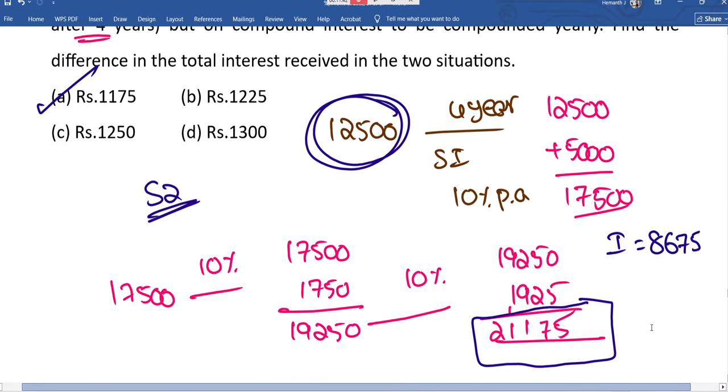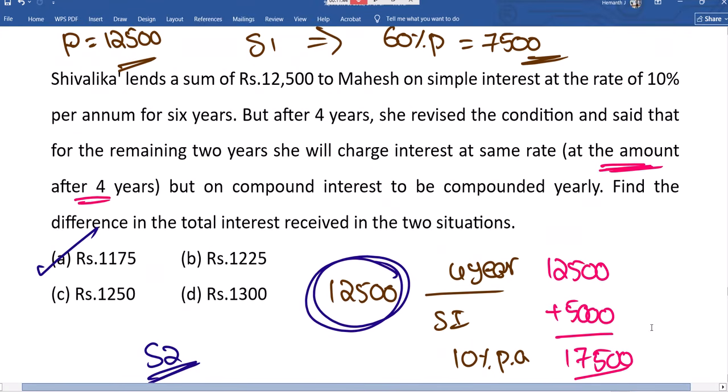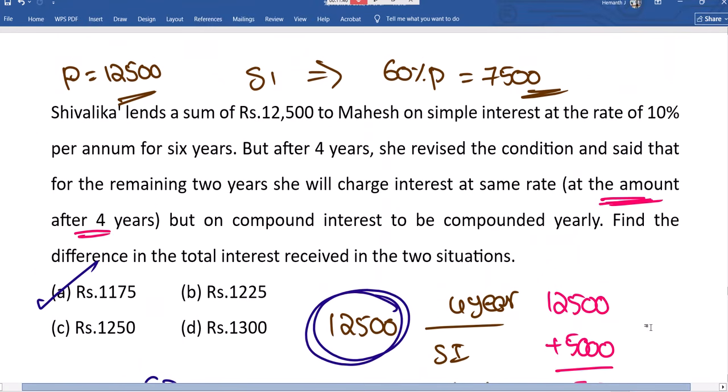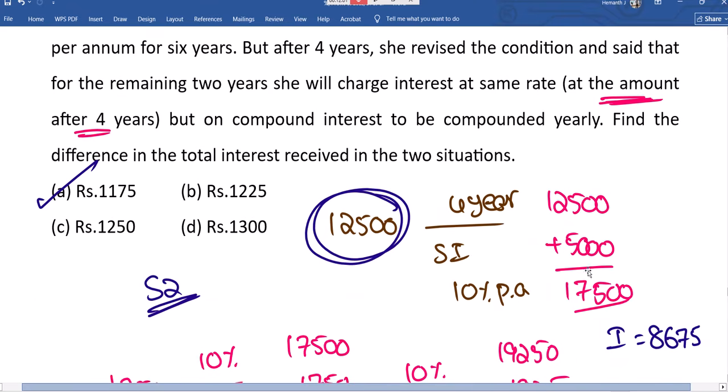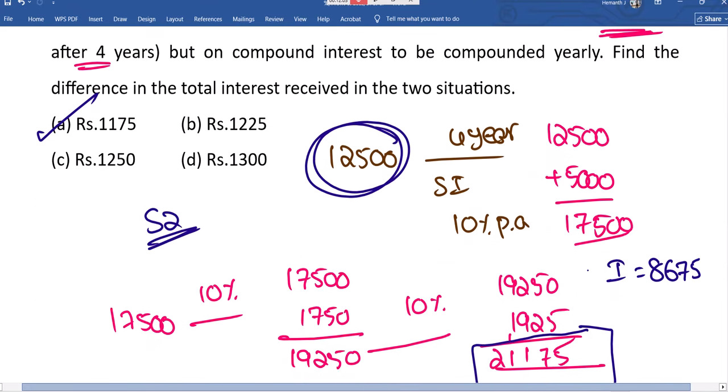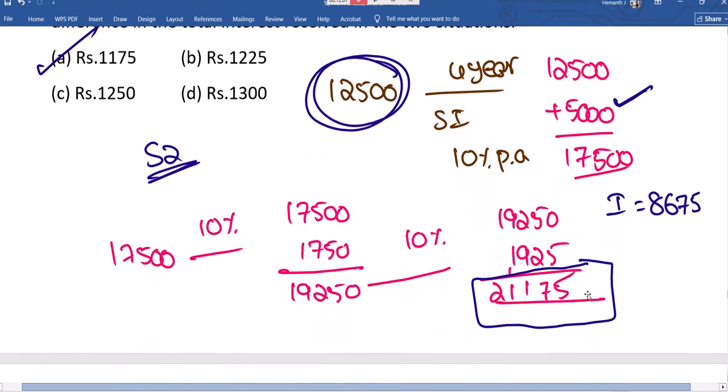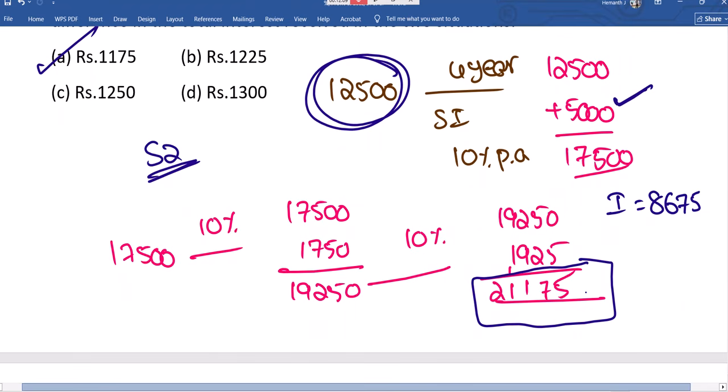Difference is 1,175. First case, simple interest 10% per annum for 6 years will generate 7,500. Second case, first 4 years simple interest at 10% per annum, 40% of that is 5,000 added, so 17,500.